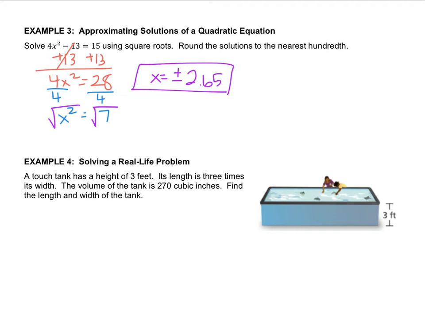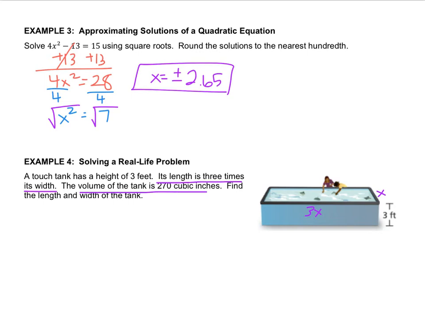A touch tank has a height of 3 feet. They have that marked in the picture. Its length is 3 times its width. So since that's not marked in the picture, I'm going to label it. So the length is 3 times the width. So let's say the width is x, and then the length would be 3x. The volume of the tank is 270.